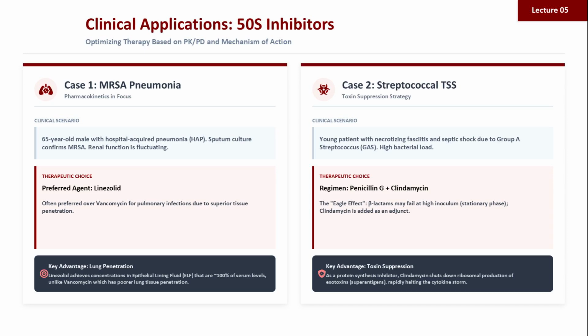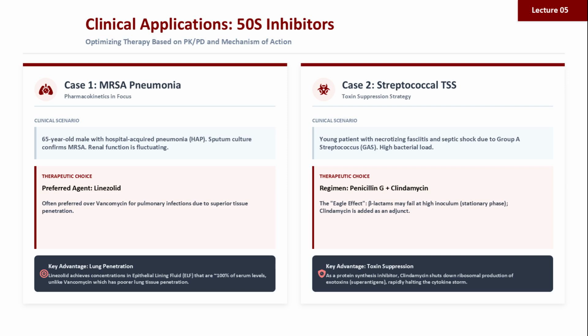Now the second case is streptococcal toxic shock syndrome, TSS, caused by group A streptococcus. Here, the problem is not only bacterial growth but also toxin production. The treatment includes penicillin plus clindamycin. Penicillin kills actively dividing bacteria, but in severe infections with high bacterial load, some bacteria are in stationary phase and less sensitive. This is called the Eagle effect.